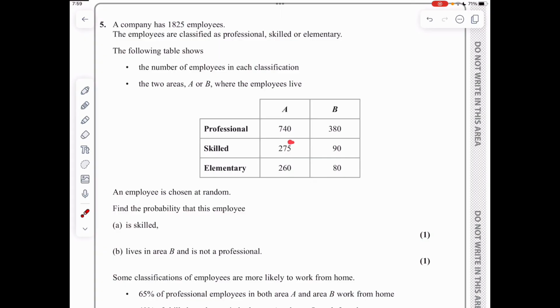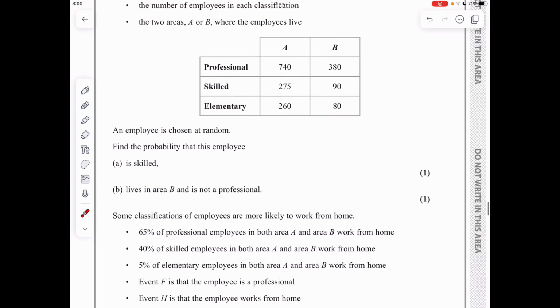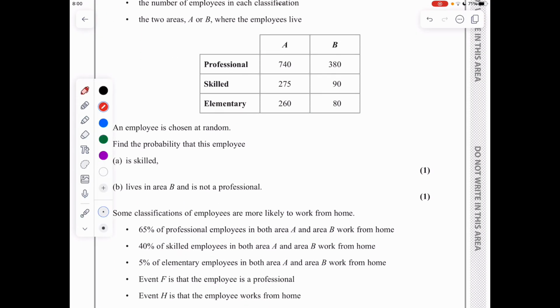Well, we've got 275 plus 90 over the total of 1,825. So it's 275 plus 90 over 1825, the probability of picking a skilled employee, and this turns out to be 1 over 5. Now, the probability of living in area B and not being a professional means they are either skilled or elementary, so it's 90 plus 80 over 1825, and this simplifies to 34 over 365.